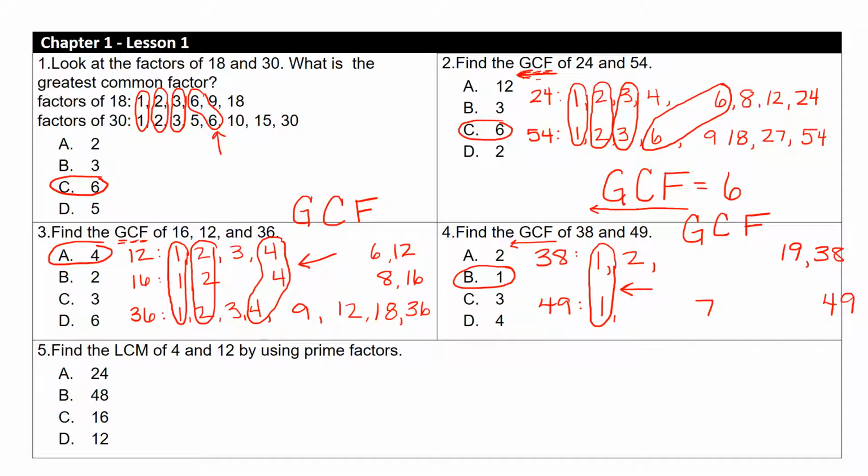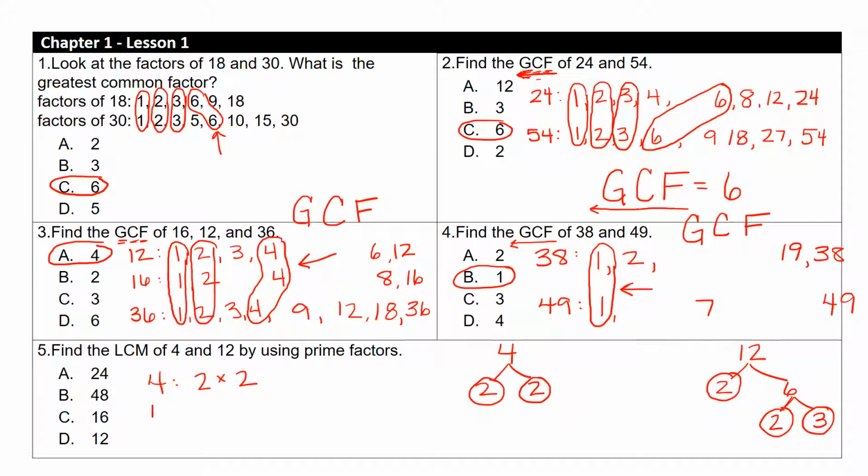Next, we need to find the least common multiple for 4 and 12 by using prime factors. This means we need to make factor trees. So let's make a factor tree for 4 and 12. 4 can be broken into prime numbers 2 times 2. 12 would be 2 times 6, and 6 can be broken down into 2 times 3. So these are the prime numbers. The prime numbers for 4 are 2 times 2. The prime numbers for 12 are 2 times 2 times 3.